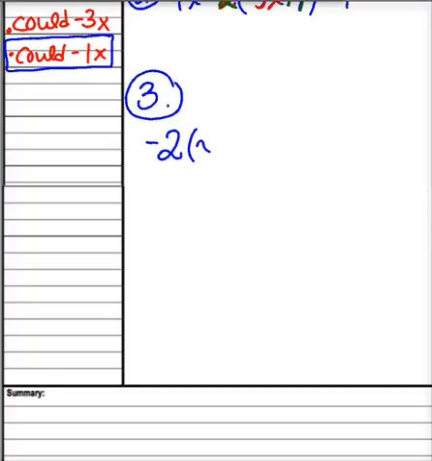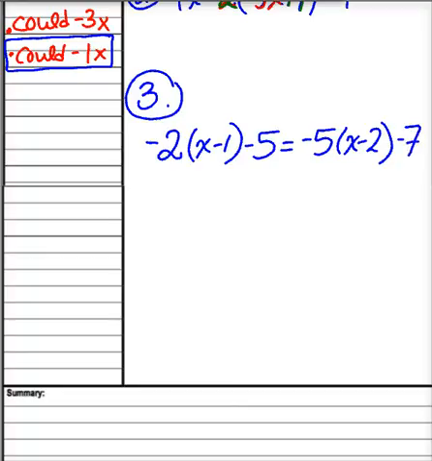We've got negative 2 times x minus 1 minus 5. It is equal to, or in balance with, a negative 5 times x minus 2 minus 7. Now, if you can do this one, you've got it all figured out. Because I've got negatives everywhere. I've got parentheses on both sides. The x is on both sides. This one's got everything. So, and this is kind of where we end. This is as hard as they will get. So let's begin.